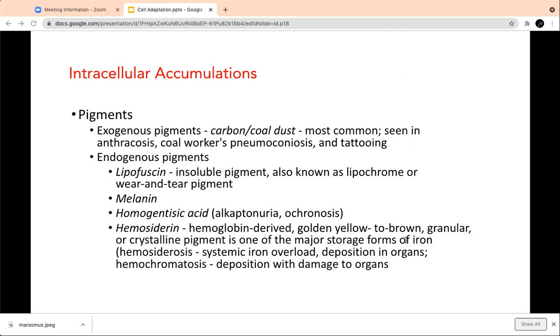So anong nangyayari sa pagtattoo? The pigments inoculated are phagocytosed by your dermal phagocytes or dermal macrophages, in which they reside for the remainder of the life of the person.